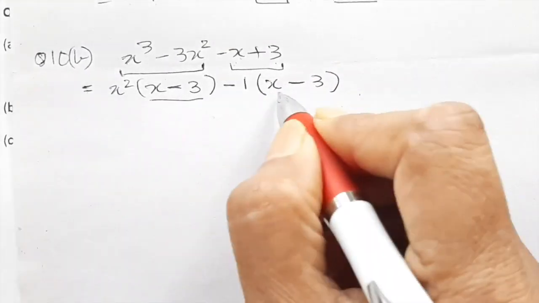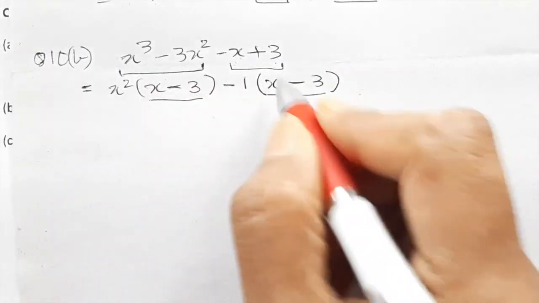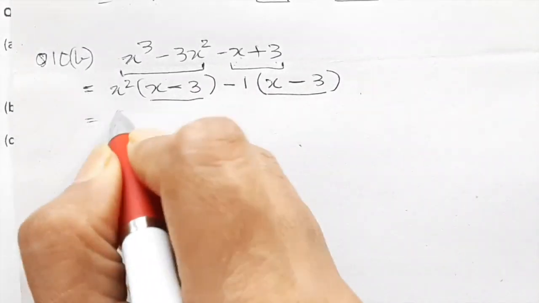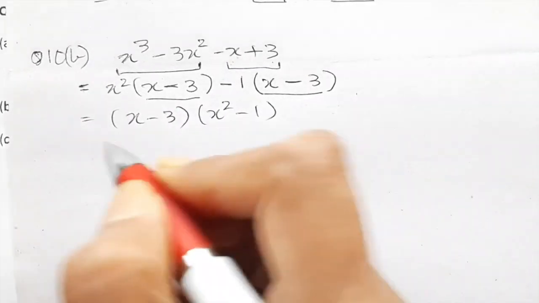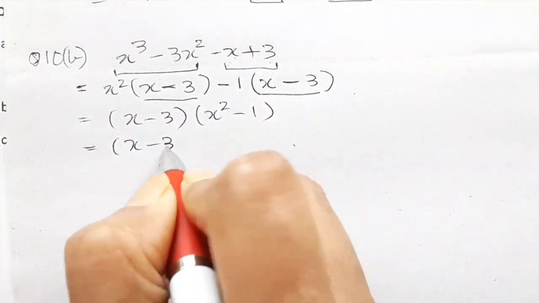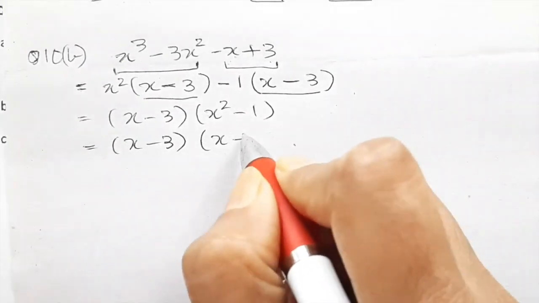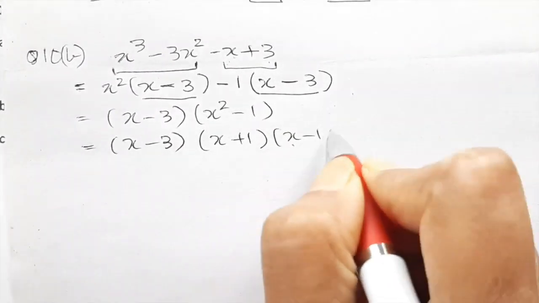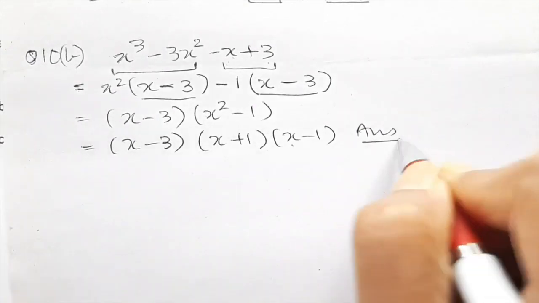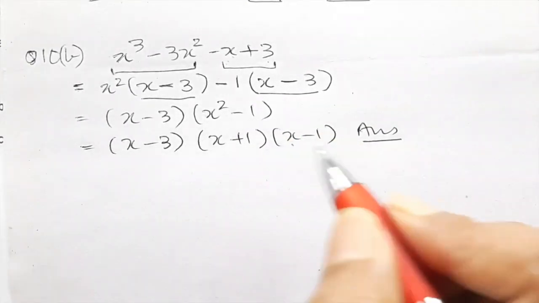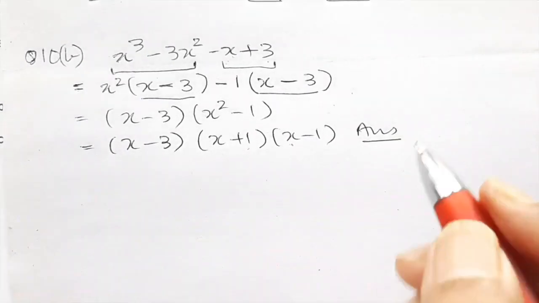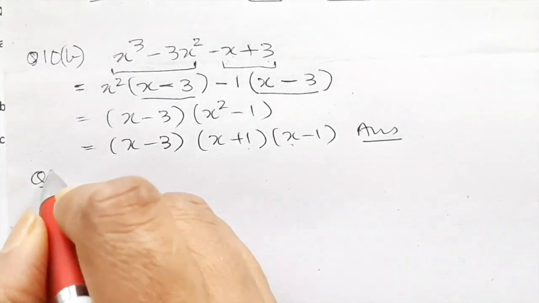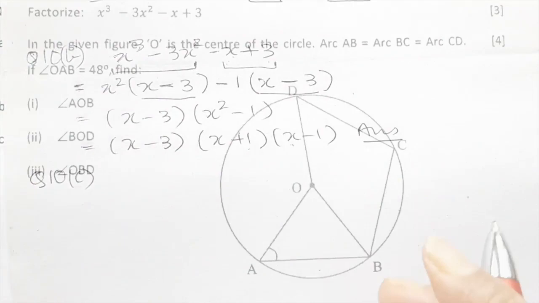Now you will see that in this term and this term, this is common. So we will take x minus 3 common and we'll have x squared minus 1, which in turn can get factorized as x plus 1 into x minus 1 using a squared minus b squared is equal to a plus b into a minus b, and that is our answer. Now we come to question 10c.